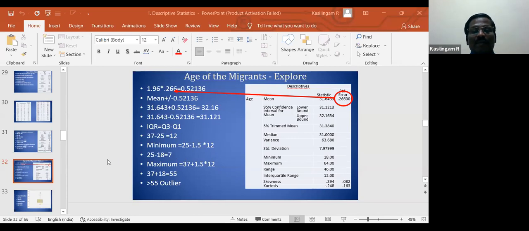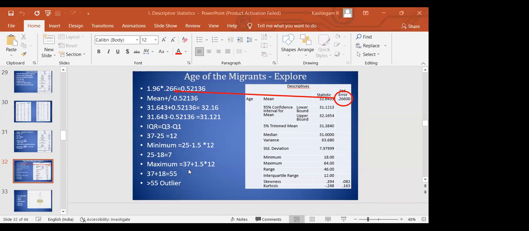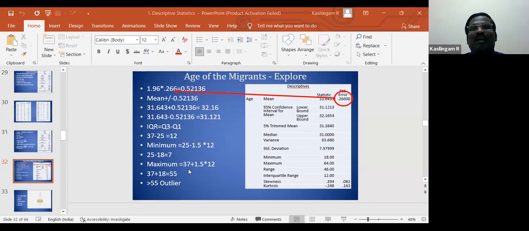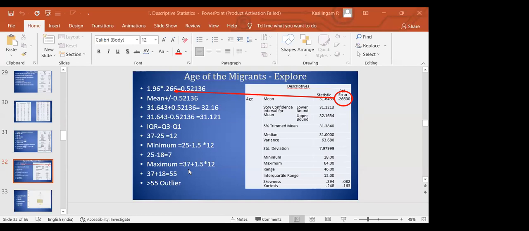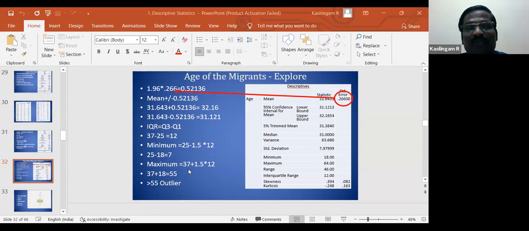Right. So now let me go to the upper side. Upper side is Q3 plus 1.5 into IQR. Sir, what is that 1.5? No, that is the formula, madam. 1.5 times of IQR. That is the meaning, right?